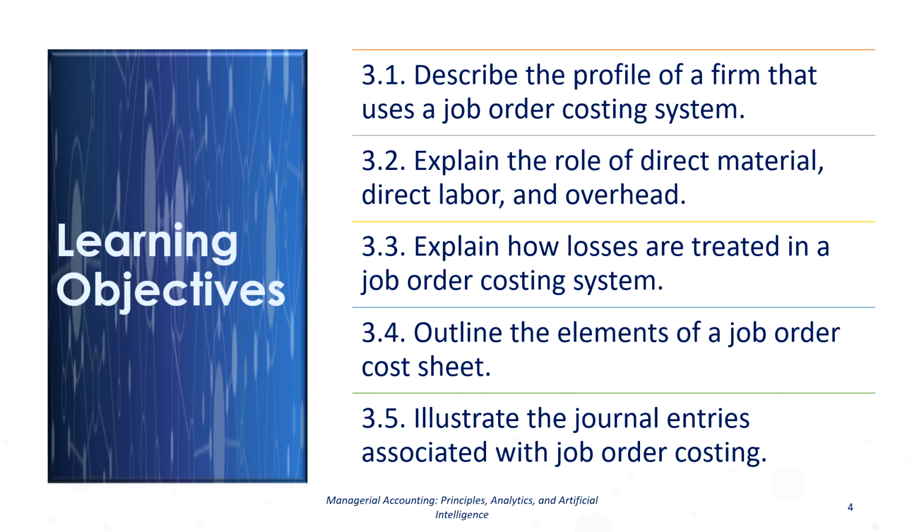Now let's review the learning objectives for Chapter 3. By the end of this chapter, you should be able to describe the profile of a firm that uses job order costing and the main components of the system. Explain the role of direct material, direct labor, and overhead in job order costing. Explain how losses are treated in a job order costing system. Outline the elements recorded in a job order cost sheet, and illustrate the journal entries associated with job order costing.